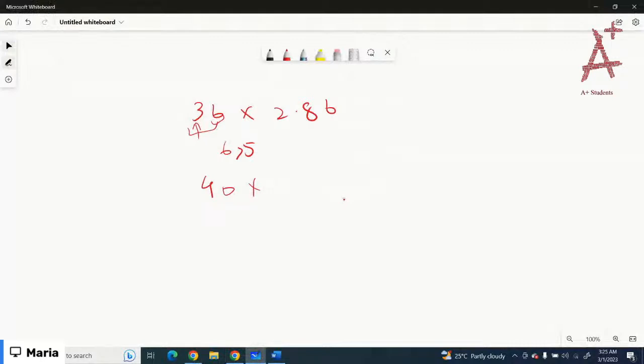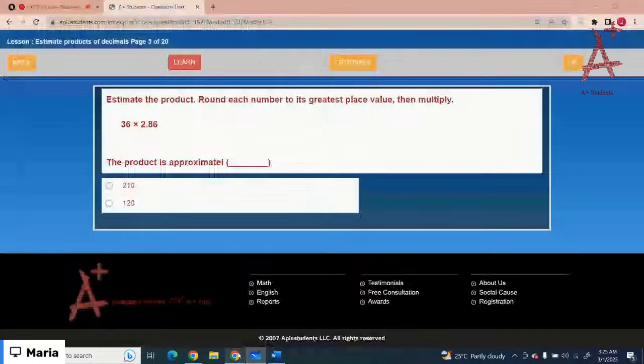Now you have to round off 2.86. The very first digit right after the decimal point is 8, and 8 is greater than 5. That means you have to round up. Add one to the whole number and remove the decimal portion. So 2 plus 1 is 3, so it will be rounded off to 3. Got it? So 3 times 40 is 120. The correct option is 120. Got it? So just select the correct option and click on the OK button. Okay, the next one is 4.54 times 746.